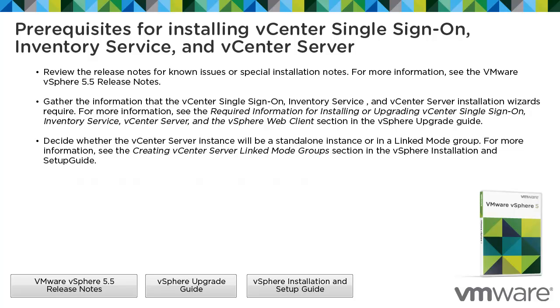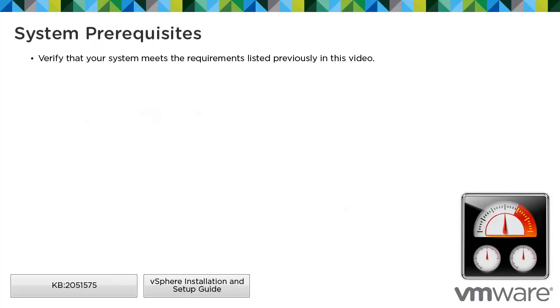Decide whether the vCenter Server instance will be a standalone instance or in a linked mode group. For more information, see the Creating vCenter Server Linked Mode Groups section in the vSphere Installation and Setup Guide. Download the vCenter Server Installer from the VMware website. Verify that your system meets the requirements previously shown in this video.